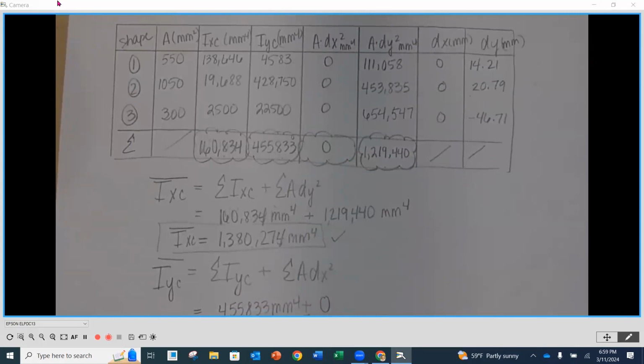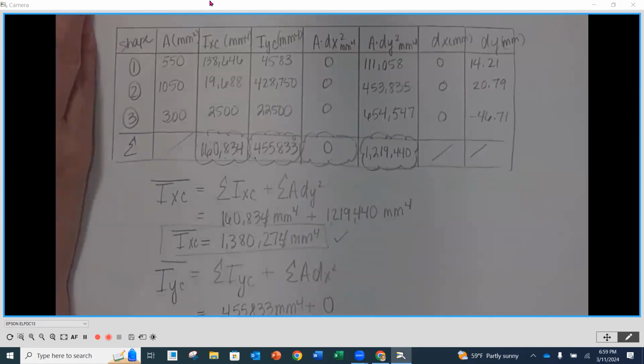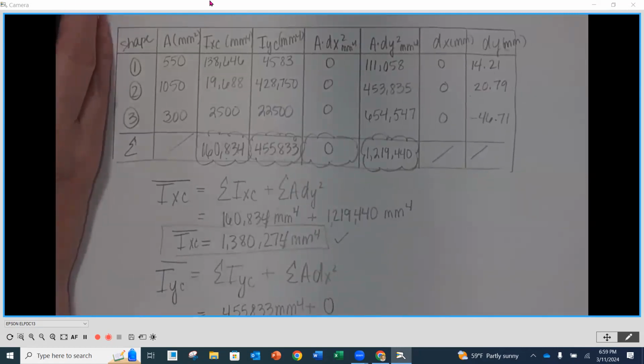The important part here is that number one, you transfer them correctly from each of the individual shapes. And number two, it's easy to transpose, so make sure you get the right totals. So I'm going to stop recording for a little bit and let you fill this in.